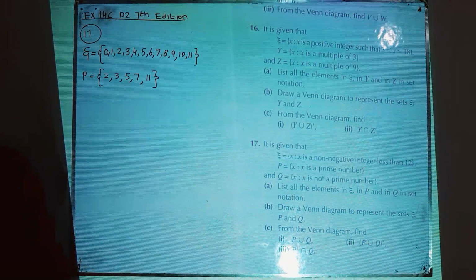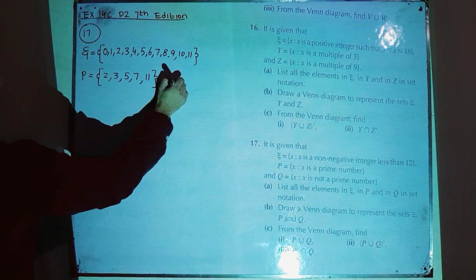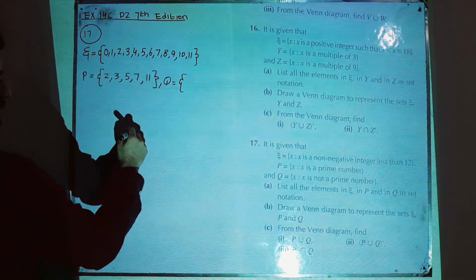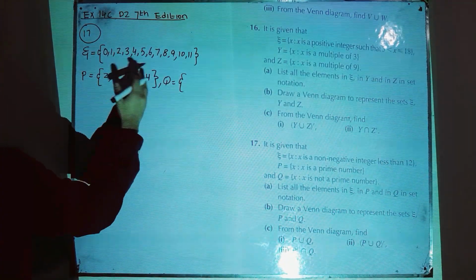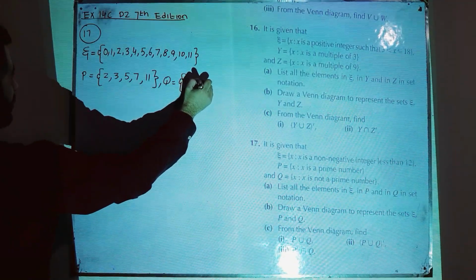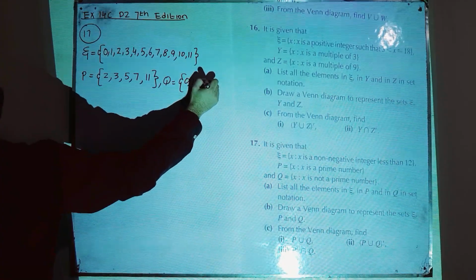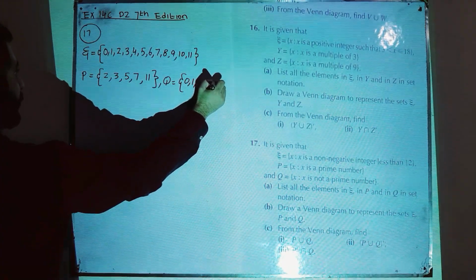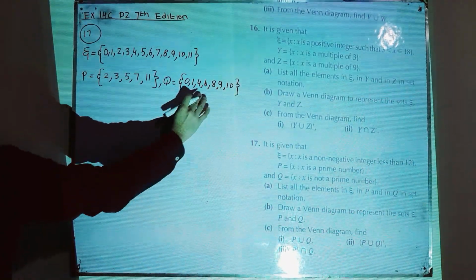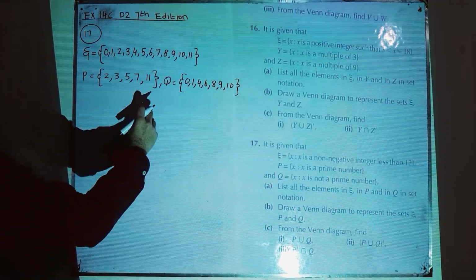Then we have got a set Q, and the elements in Q are not prime numbers, meaning numbers other than these. 0 and 1 are not prime, 2 and 3 are prime, 4 is not, then we have 6, 8, 9, 10. Now these are the elements for Q: 0, 1, 4, 6, 8, 9, 10.